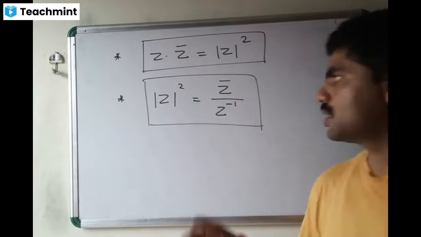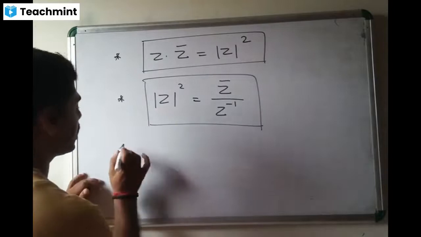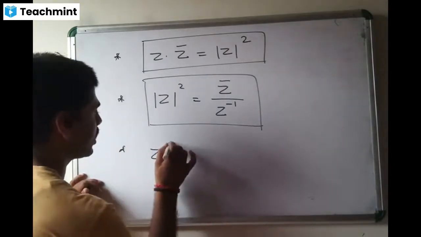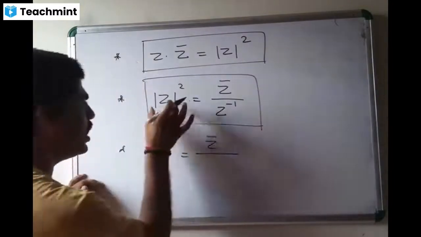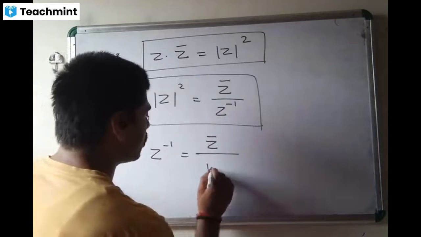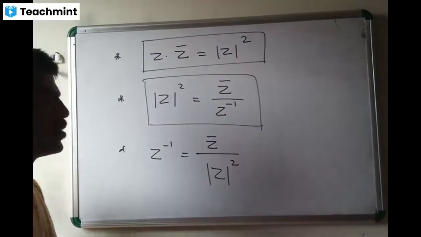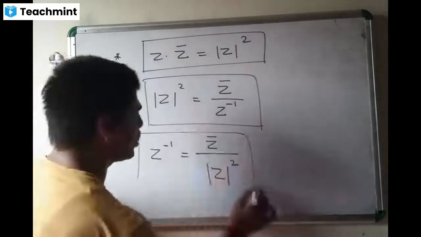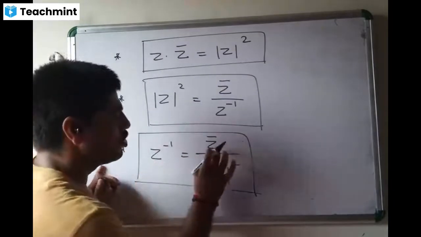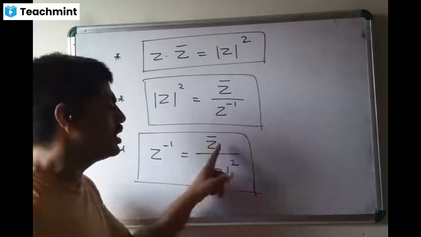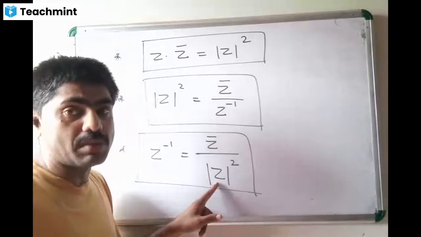You can also say, beta, that the multiplicative inverse of the complex number is equal to the conjugate of the complex number upon the square of the modulus of the complex number. Yes or no? To find the multiplicative inverse of a complex number, first you find the conjugate in the numerator, and in the denominator you find the square of the modulus of the complex number.